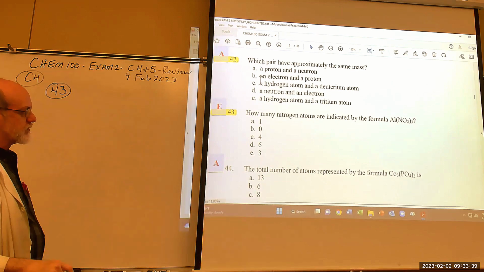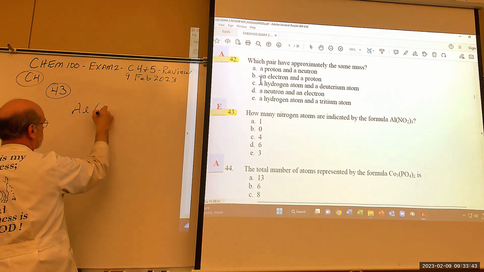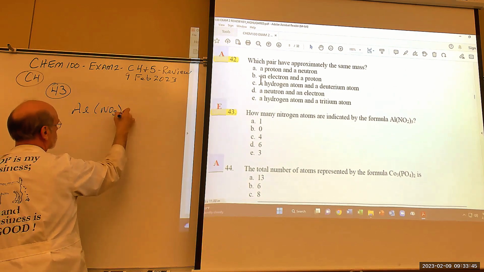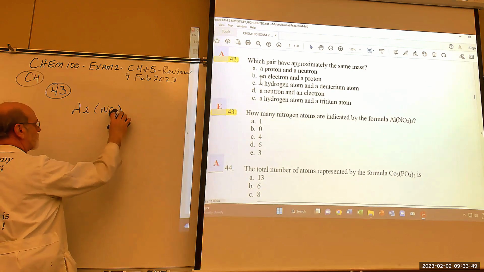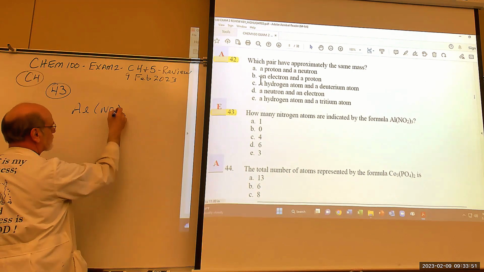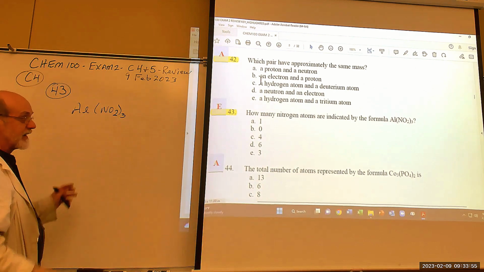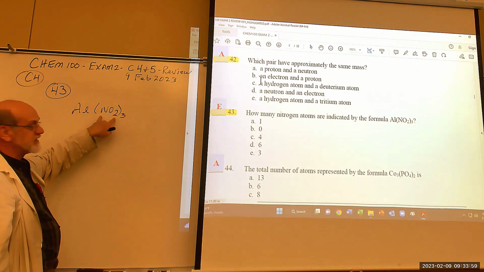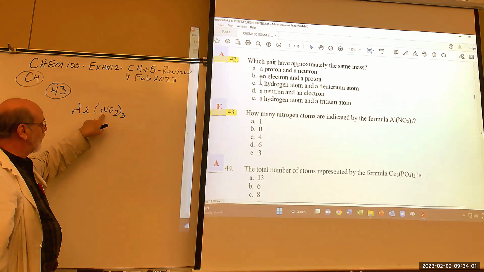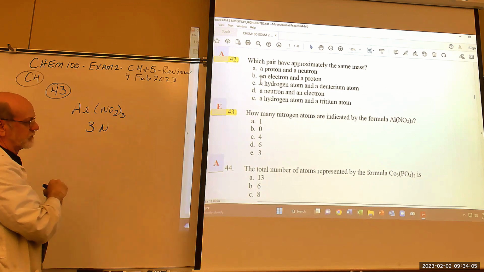How many nitrogen atoms are indicated by the formula AlNO3? 3. Oh, excuse me, 2. Is that right? That's correct. Okay, how many nitrogen atoms do you have here? Well, you've got 3 nitrites with 1 nitrogen each. So you have 3 nitrogen atoms.